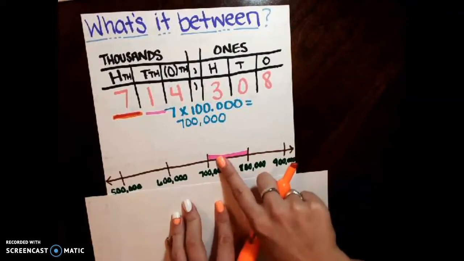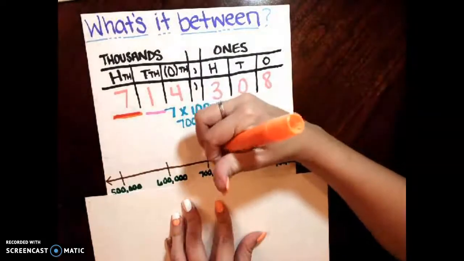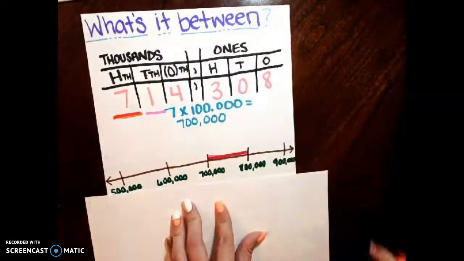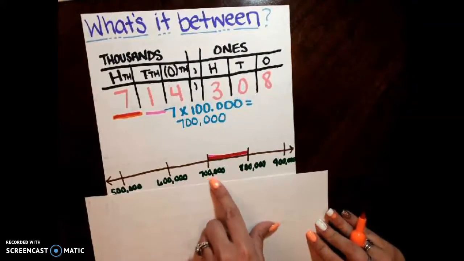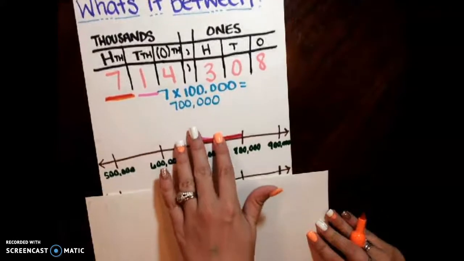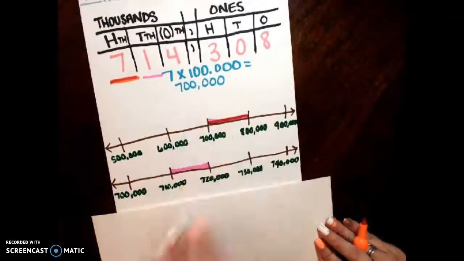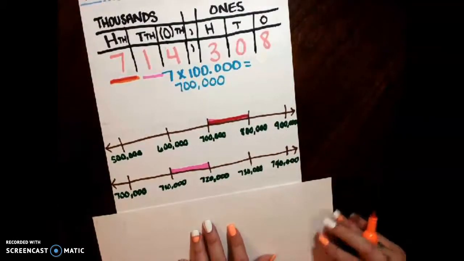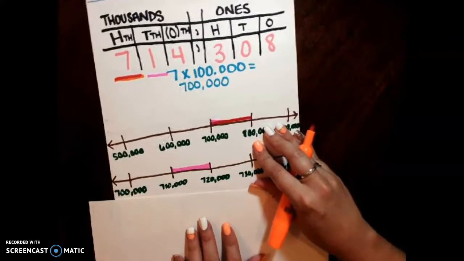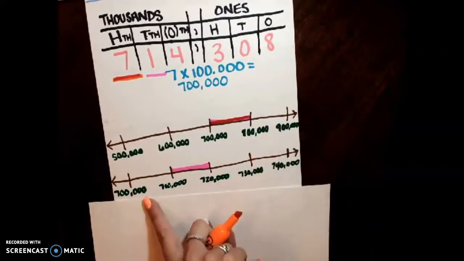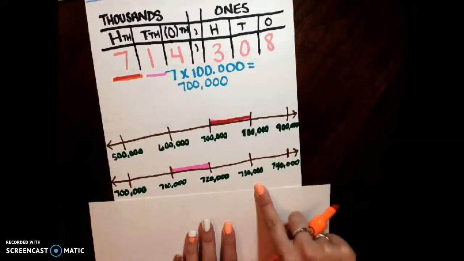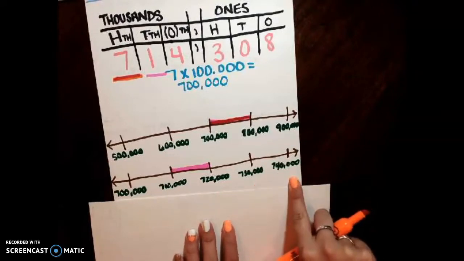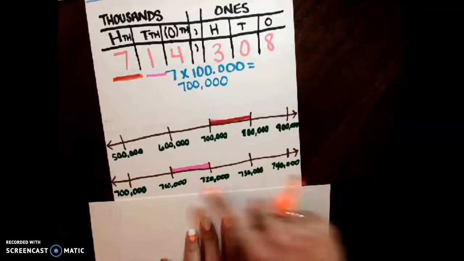So I made this pink line here. I'm just going to re-highlight it with orange and go back over it for you. So it's going between 700,000 and 800,000 for the 100,000 spot. All right, so now we're going to look at the 10,000s place, okay? So it starts at 700,000, 710,000, 720,000, 730,000, 740,000, okay? So that is the whole number line here written.